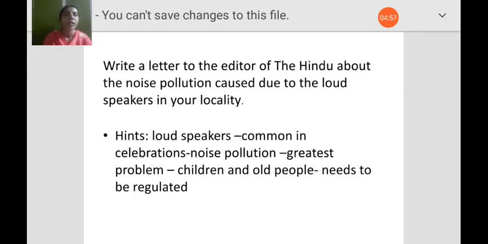And look at the hints given. Here, for our convenience, I have provided you with the hints. It is not compulsory that you are provided with the hints. For the students in the examinations, sometimes you are provided with the hints and sometimes may not. So when you are provided with the hints, try to build the body of the letter from the hints given and read the hints twice.